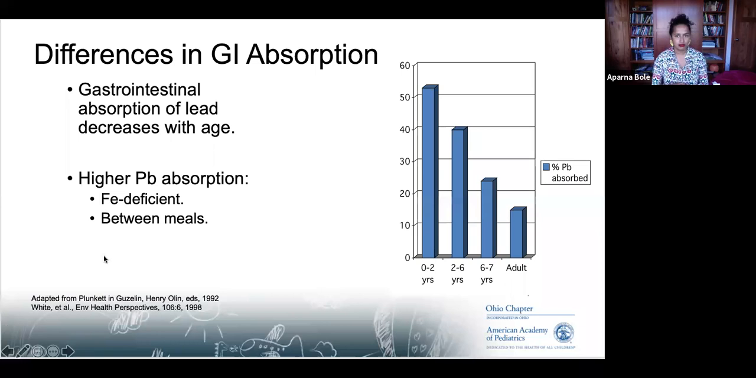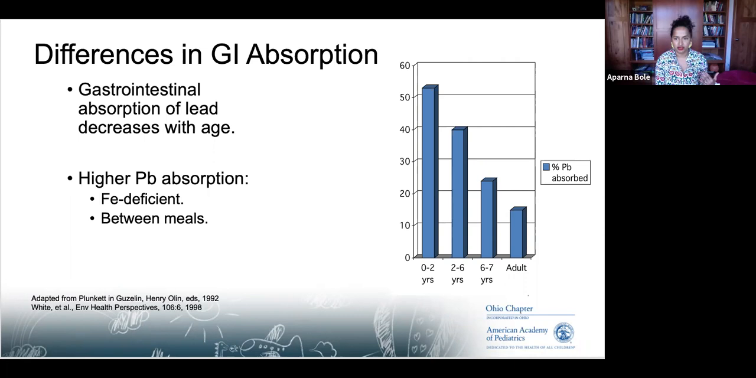There are physiologic differences in children that render them more likely to absorb lead that they ingest. So younger children are more likely to absorb lead from the GI tract than older children and adults. And that will be exacerbated in children who are iron deficient. And that absorption also tends to be higher between meals.